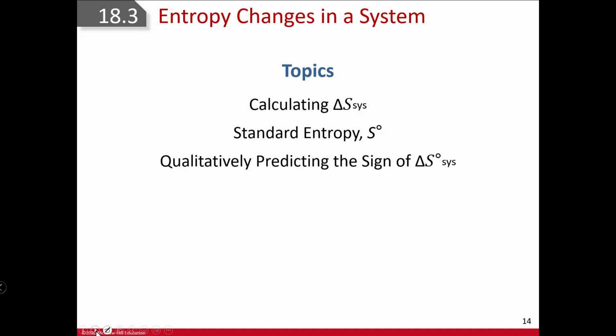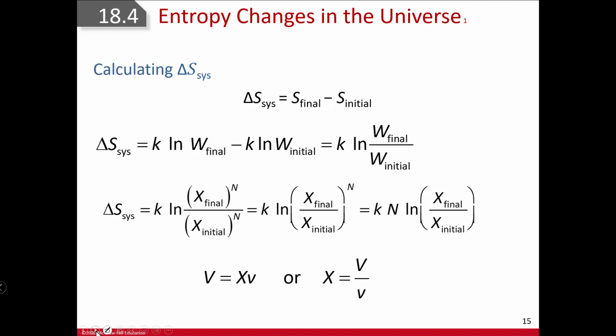Okay, so how do we calculate delta S? The change in entropy of the system, the standard entropy, and qualitatively predicting the sign of standard changes in entropy. That's what we're going to focus on now. We know that change is always final minus initial. So that's what we're looking at here: the change in entropy of the system.